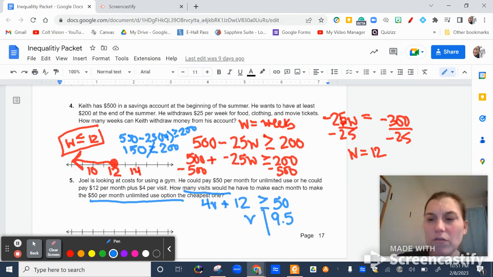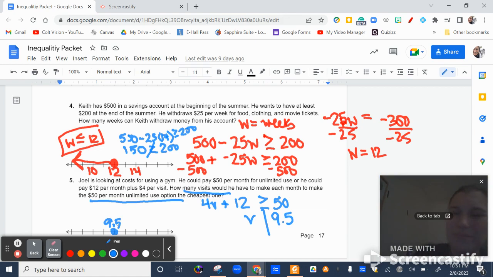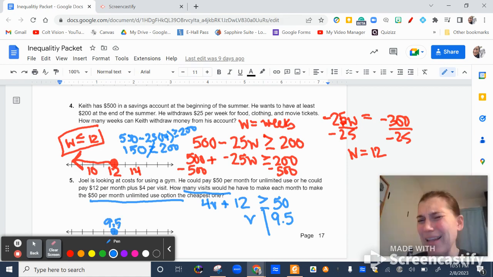So when we subtracted 12 from both sides and then divided by 4, we got 9.5. Now this is 9.5 visits. So that means on my number line, 9.5 is here, and it's a closed circle. But it doesn't really work that way. It's not like half a visit. Like, I don't know if your body's halfway in the door and halfway out. I don't know what that would mean. So really, we can only have whole visits.